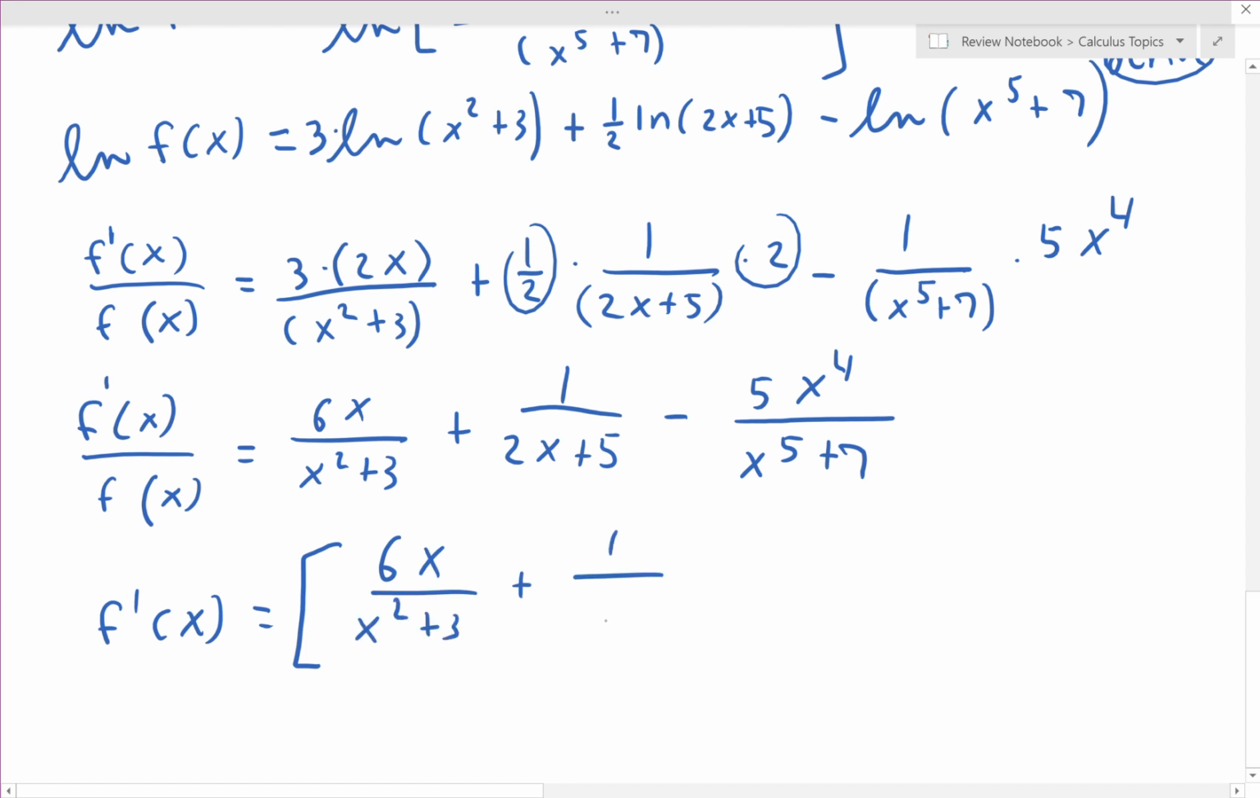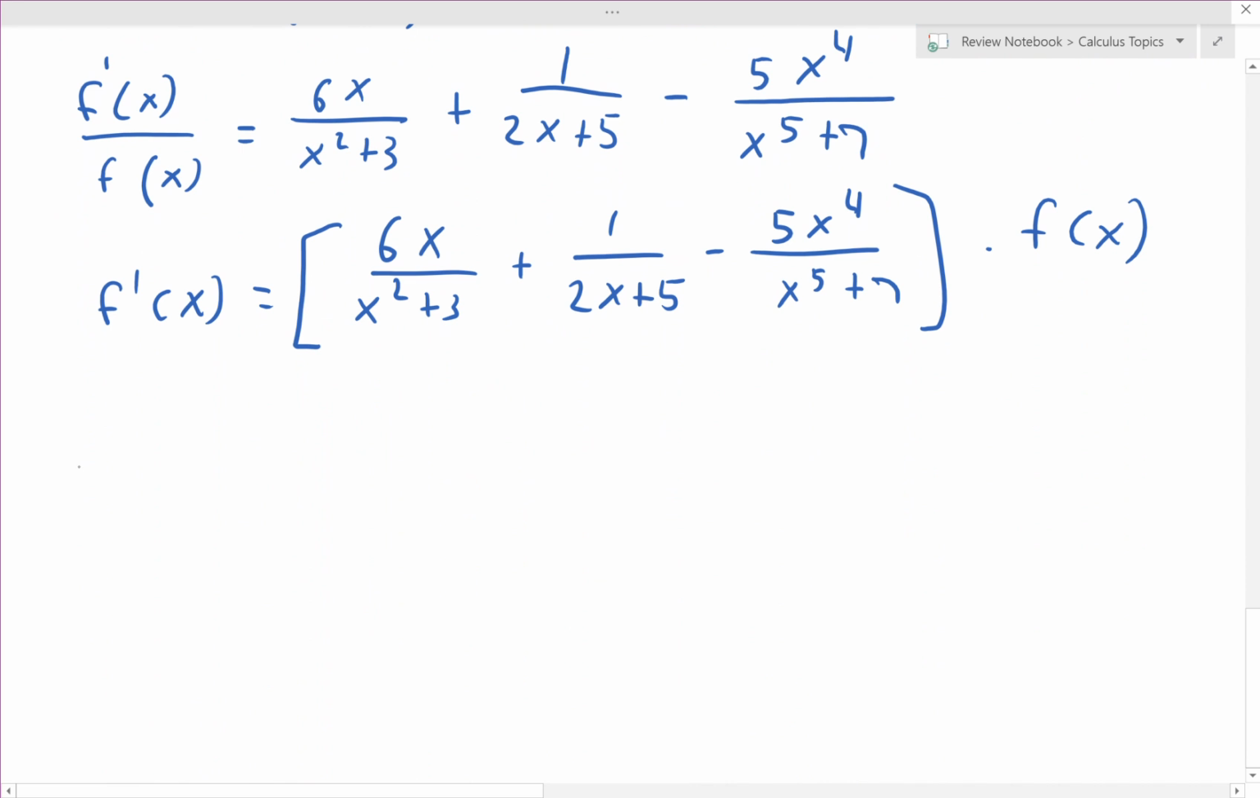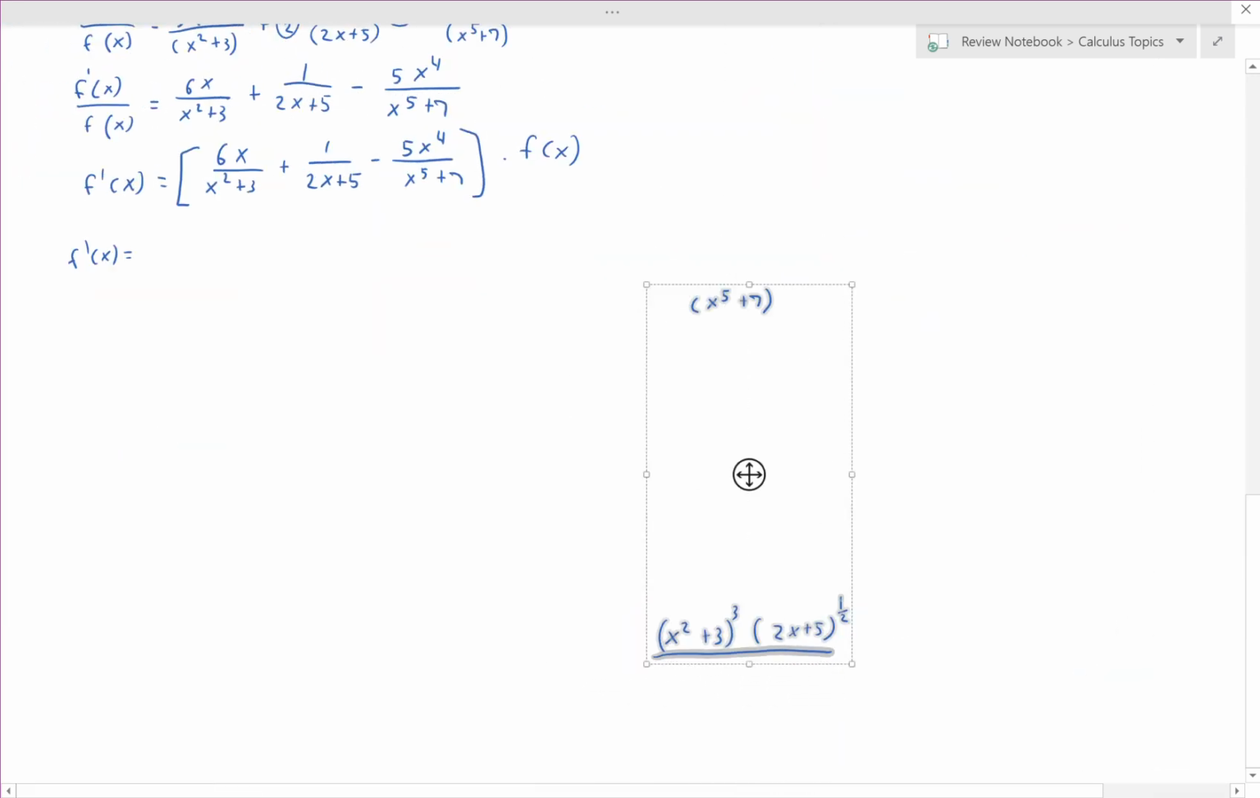And you can see how crazy this would have been if we did the quotient rule or incorporated the product rule and everything. So personally, if I were to do this one, it'd be this way. Times the function, and our function is right here. Take this. See if I can copy that. F prime of x is equal to, geez, nope, doesn't like me.